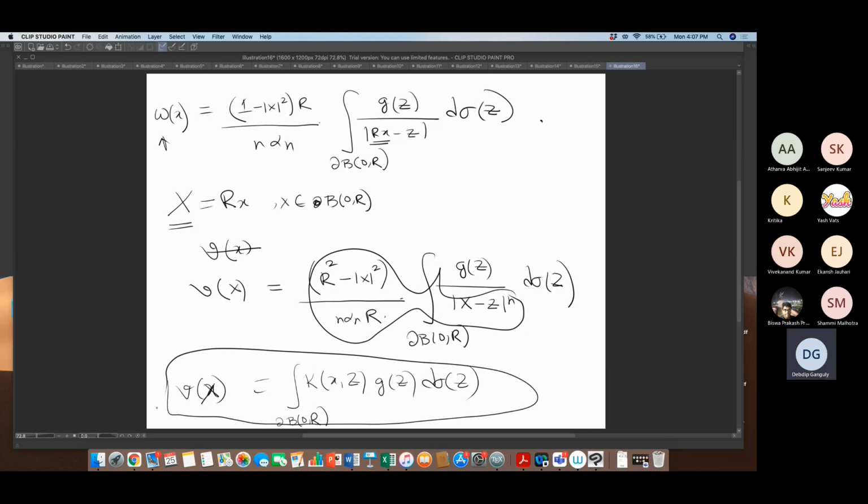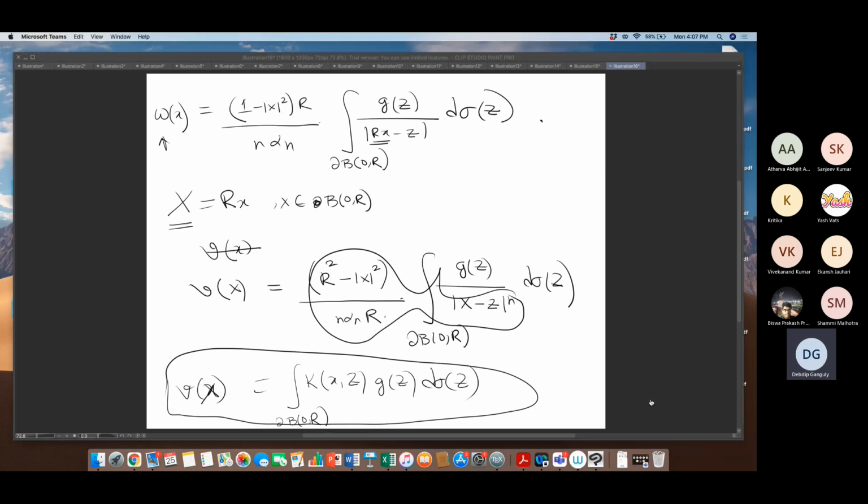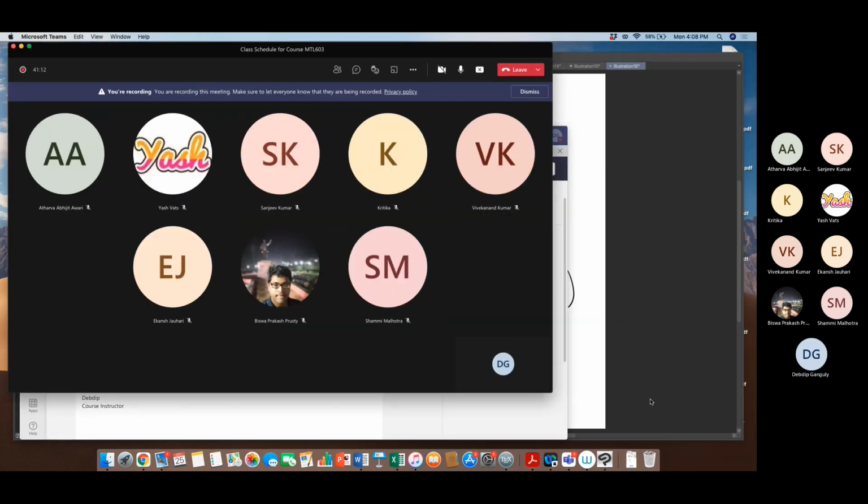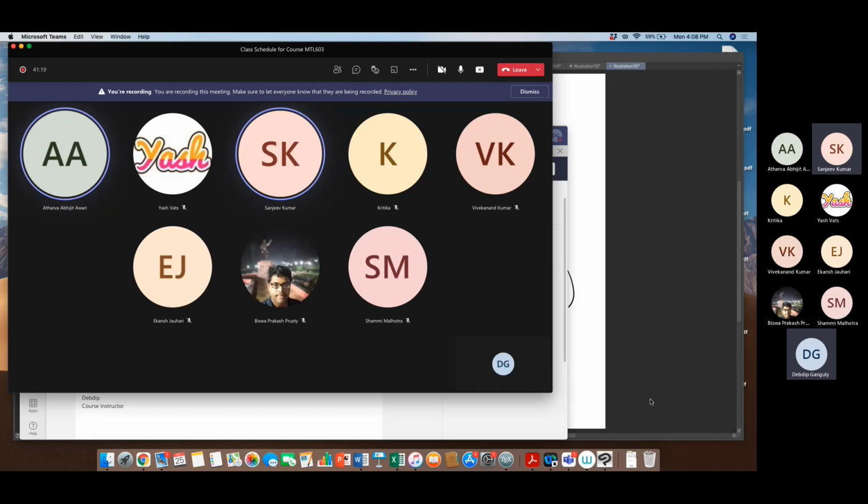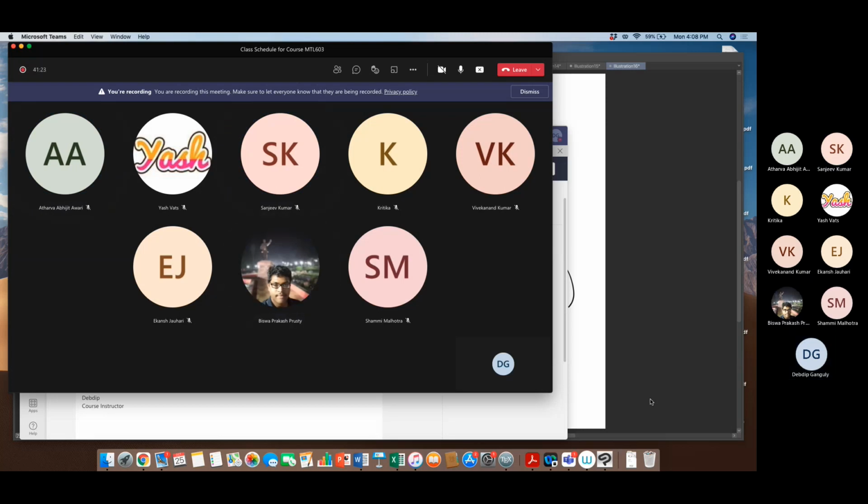Is that okay? I just did the scaling, nothing else. Change your variable. Is that okay, all of you? Atharva, Yash, Sanjeev, yes. Kritika, Vivekanand, yes, sir. Ekans, Vishwa, Shami. Is that clear? Yes, sir. Is that clear?